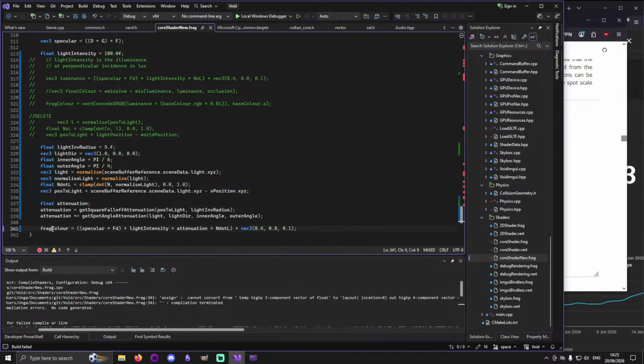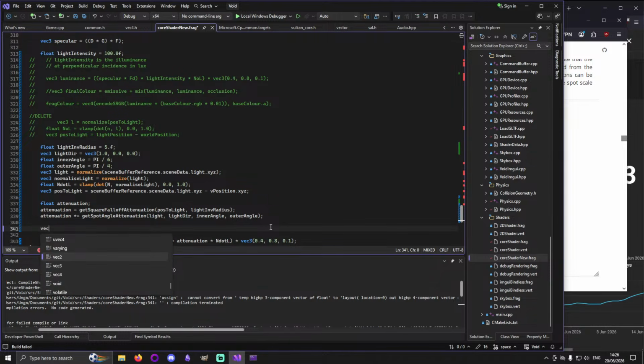Oh, this is a Vec 4. Right? Yes. Oh, I need to decode all this. Right, okay, so this is a bit trickier. So this needs to be assigned to a value. Okay. So Vec 3 luminance.